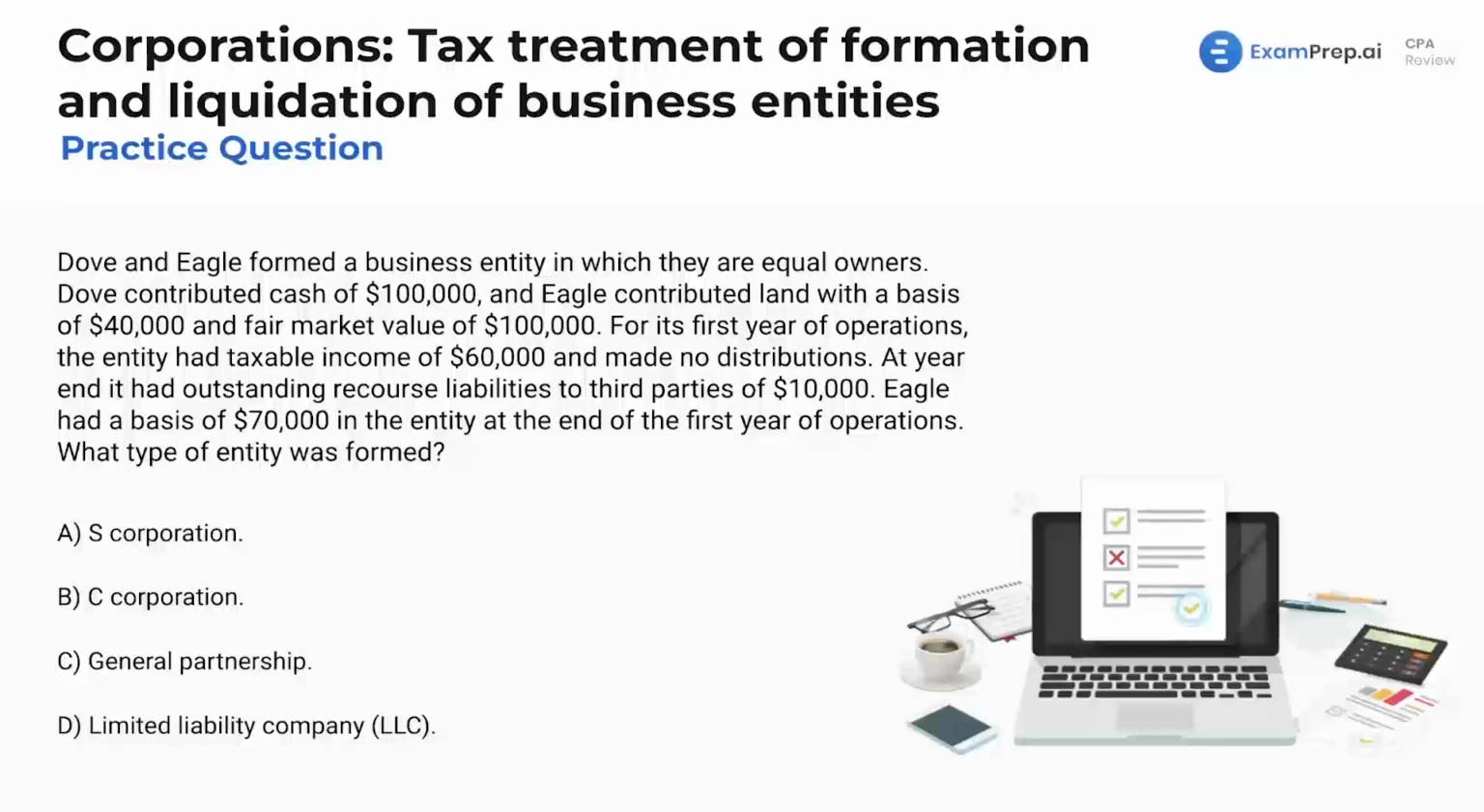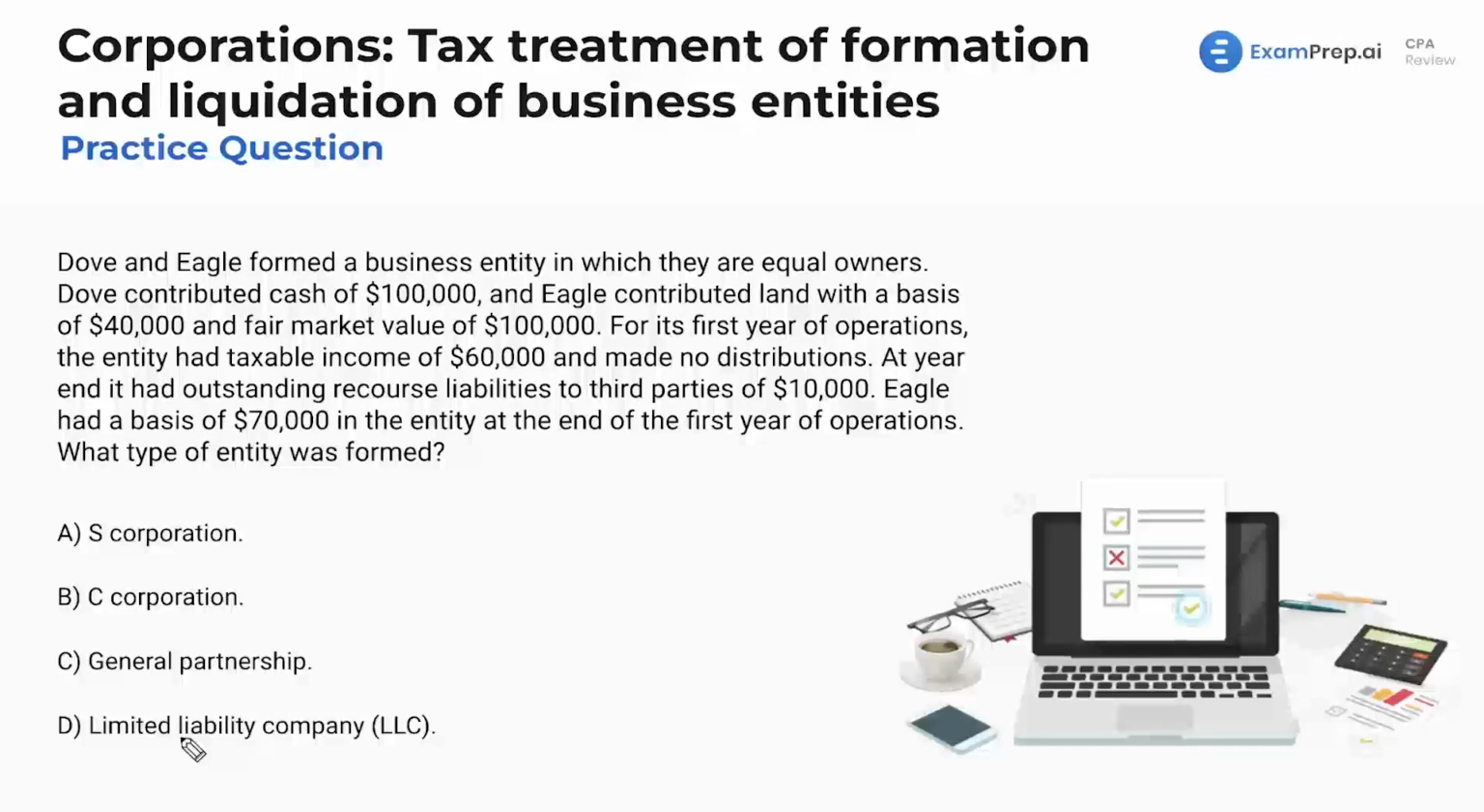Running through our multiple choice questions for our corporations dealing with formation and liquidation, we've got this question asking us what type of entity was formed. And we've got a pass-through, we've got a double taxation C-Corp, we've got a general partnership, and we've got an LLC. As we go through this, you should remember the criteria and the attributes of all these different types of entities, all the way back from our business structures lesson.